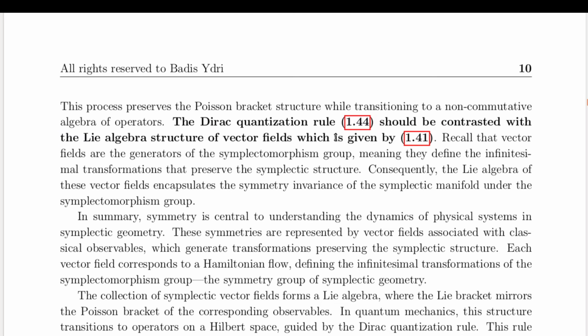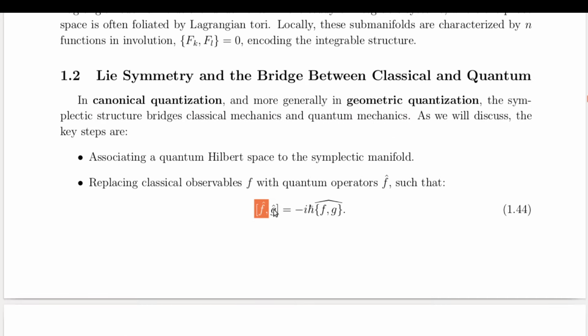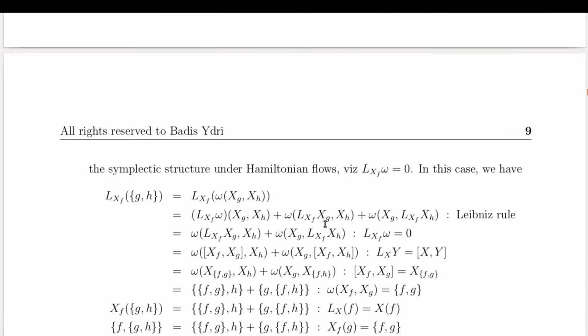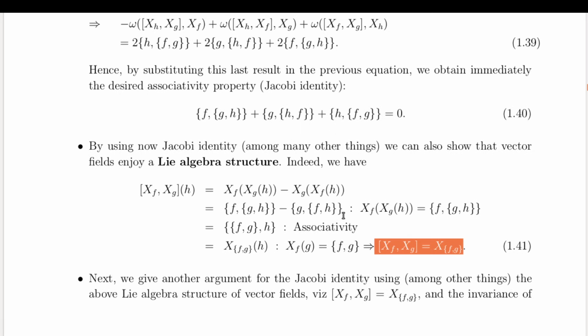In quantum mechanics, the picture shifts. Observables, which are represented as smooth functions in classical mechanics, transition to operators acting on a Hilbert space. This transition is guided by the Dirac quantization rule, which replaces the Poisson bracket with the commutator of quantum operators. This transformation introduces a non-commutative algebra of operators, a hallmark of quantum mechanics.